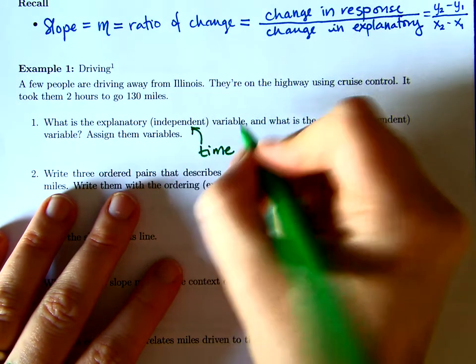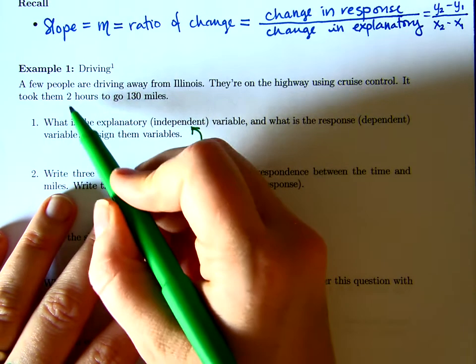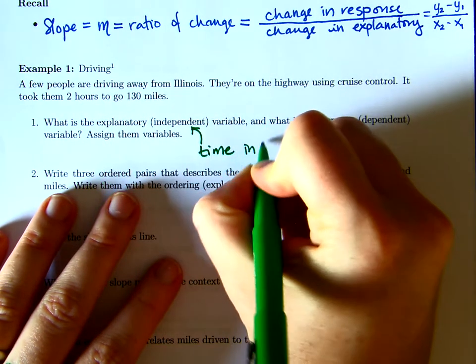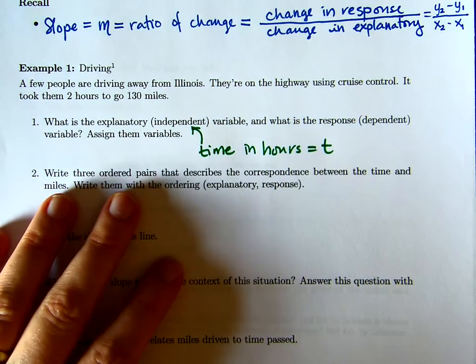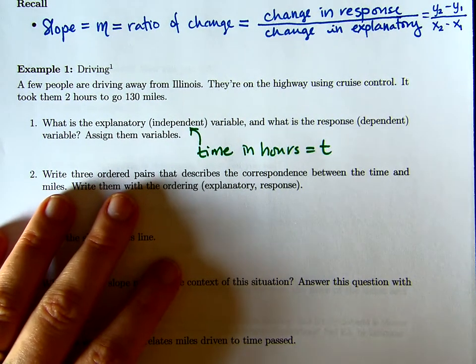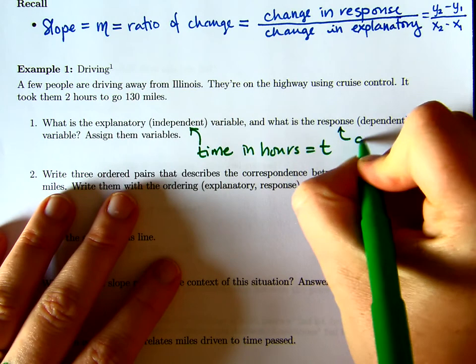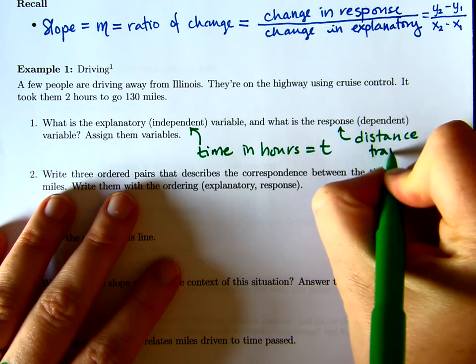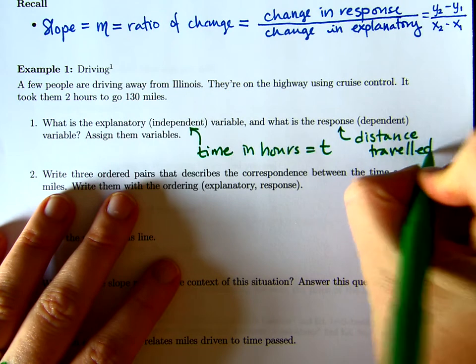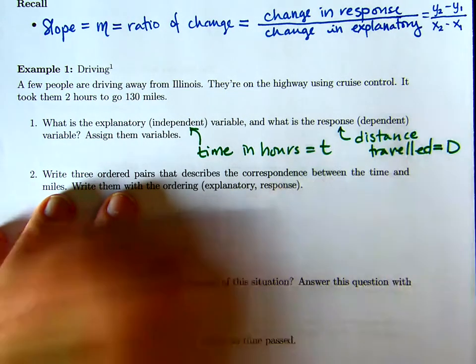So independent, which is the explanatory, time. Let's call this time in hours, and let's assign it a T. Why not? You could call it H for hours, whatever. And the response variable is how far, distance traveled. So response, distance traveled. I don't know, D. Got it.